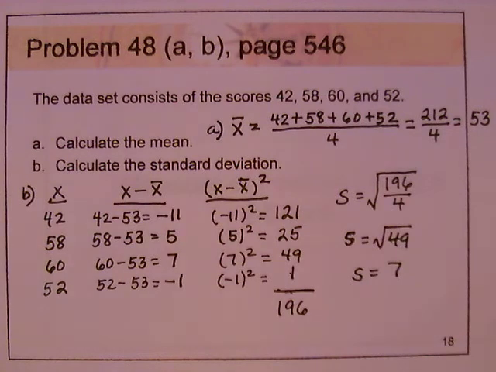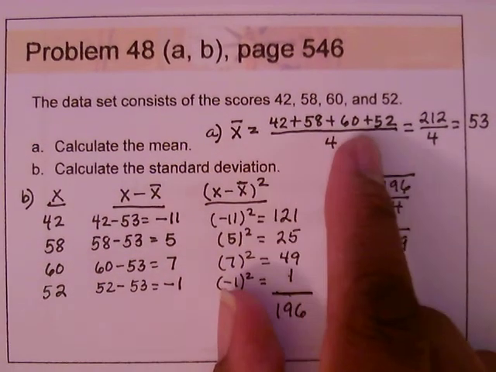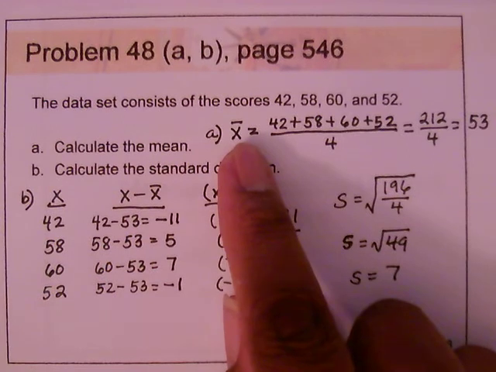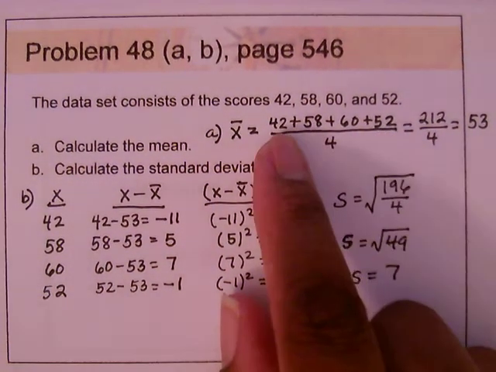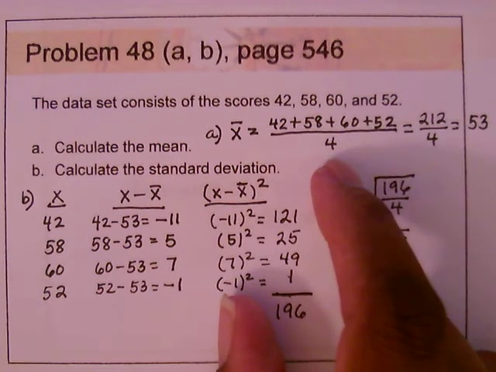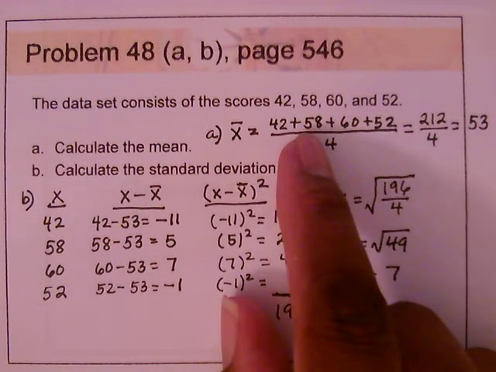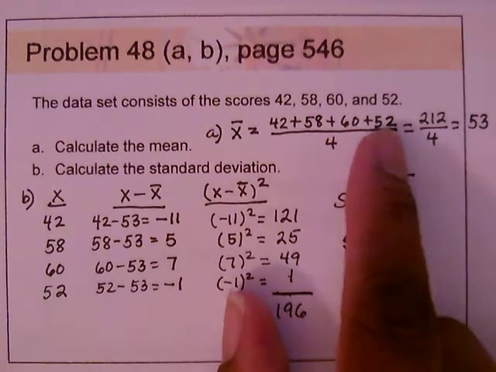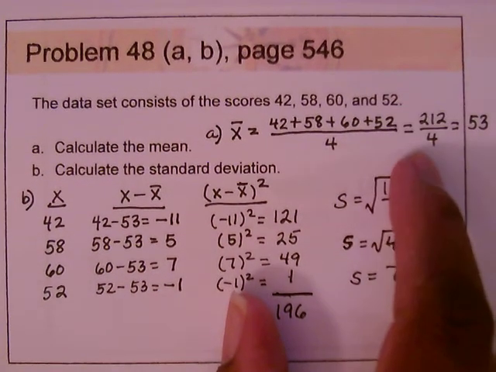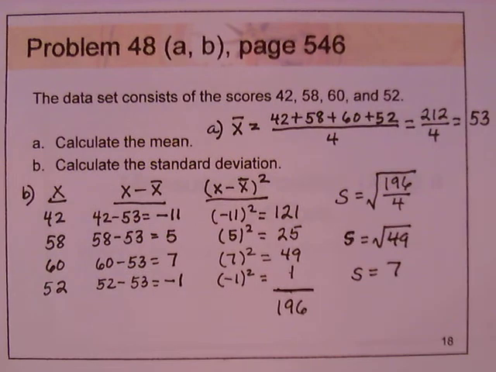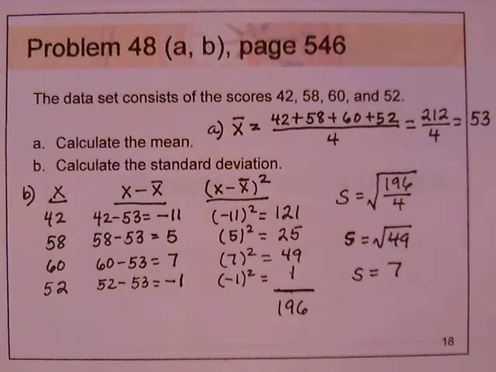And there are two parts in this case that we're dealing with. Part A, calculate the mean. Well, this is what we do. We take this X bar, that's your mean. We add these data values together. And there are 4 data values, so we divide by 4. So add 42, 58, 60, and 52, you're going to get 212. 212 divided by 4 would be 53. Okay, so the mean for that data set would be 53.